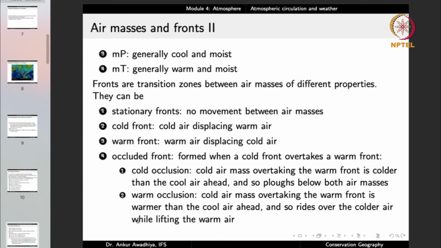And here we have two different categories. You have cold occlusion, where the cold air mass overtaking the warm front is colder than the cool air ahead, and so it plows below both the air masses. Now the important thing here is that the cold air masses generally stay down because they are denser.